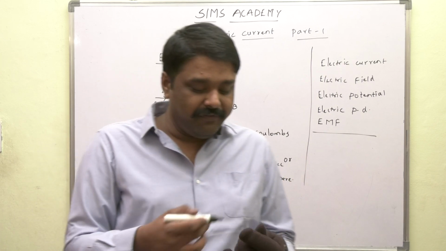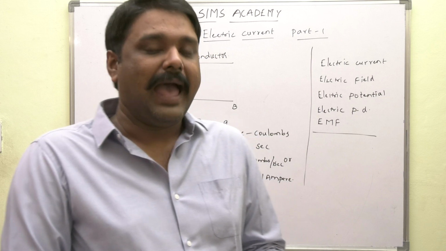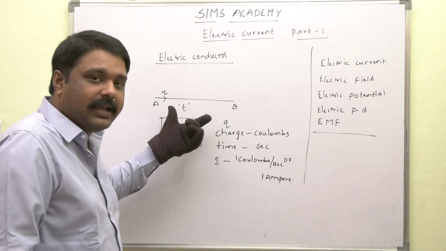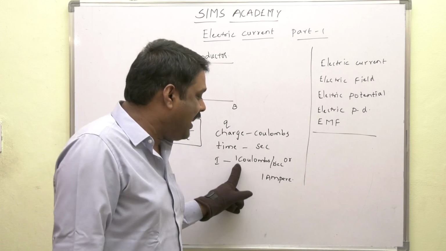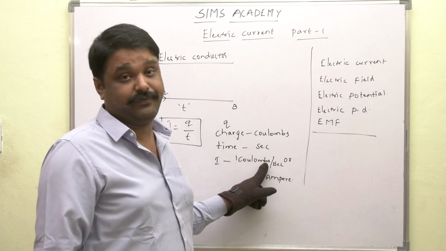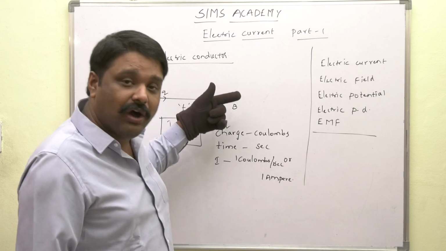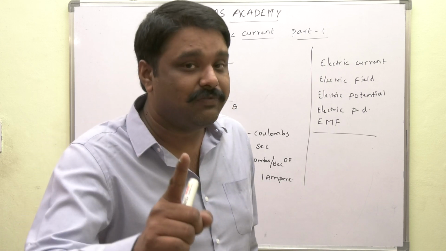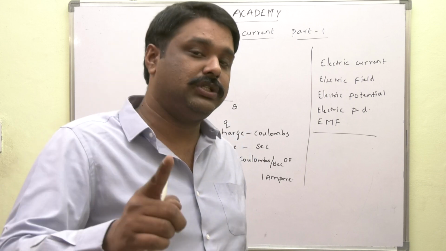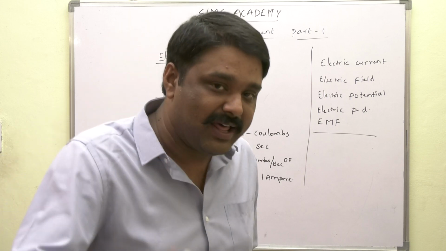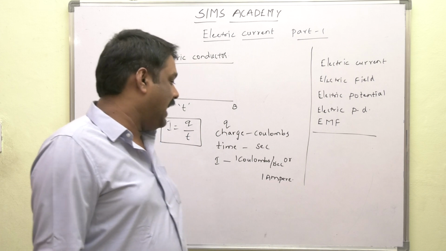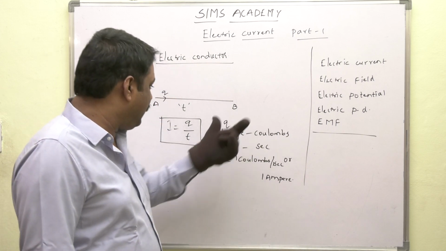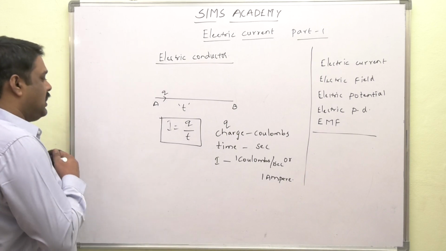Now, how can we define ampere? Ampere is the amount of current present in a conductor if 1 coulomb of charge flows through the cross section of a conductor for 1 second. If 1 coulomb of charge flows through the conductor for 1 second, then we say the electric current is 1 ampere. Even we can have some numericals over this.